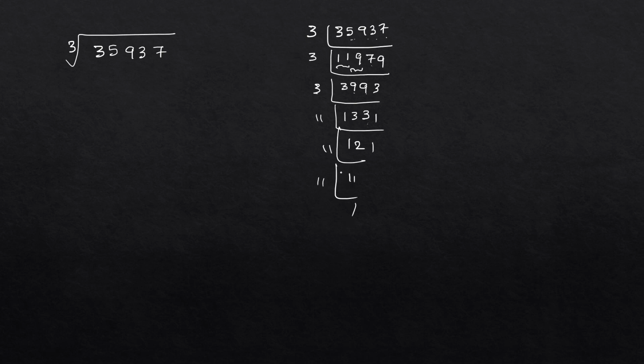11 1s are 11. That means 3 into 3 into 3 into 11 into 11 into 11. That means from these 3 3s we will take one 3, and from these 3 11s we will take one 11. The answer is 33. The answer is 33. Okay.